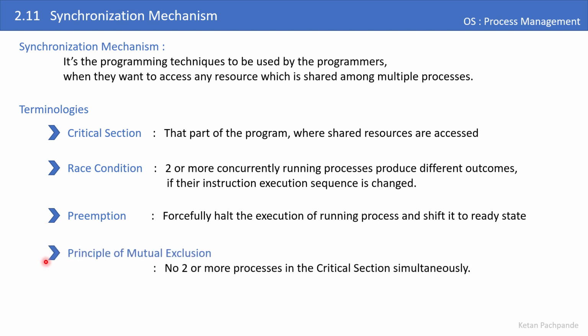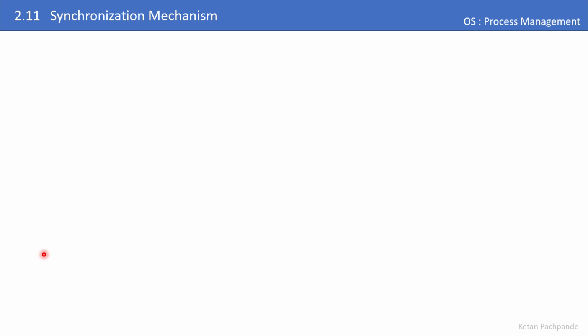The fourth term is the principle of mutual exclusion. What it means: no two or more processes execute the code of the critical section simultaneously. To better understand the critical section and the principle of mutual exclusion, let me take these programs.